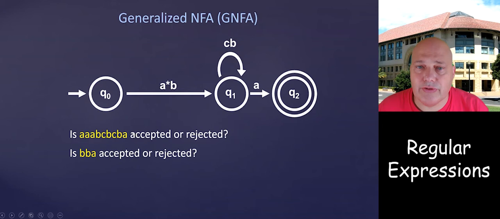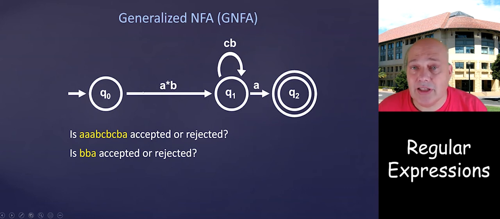So let's look at the first one. You have 3 A's, which correspond to A star, and a B. So you can read that and move from Q0 to Q1. Then you can read CB twice and reach here, and read A and reach here. So this is accepted.